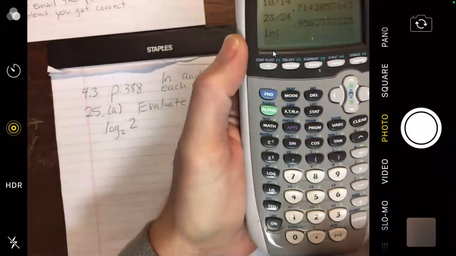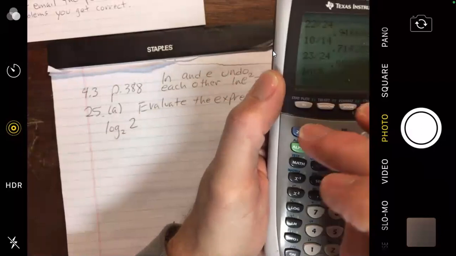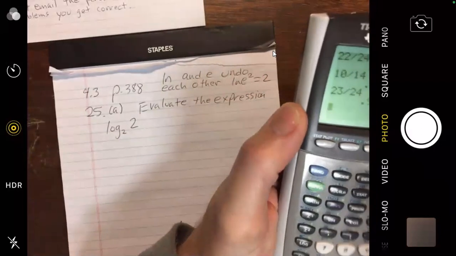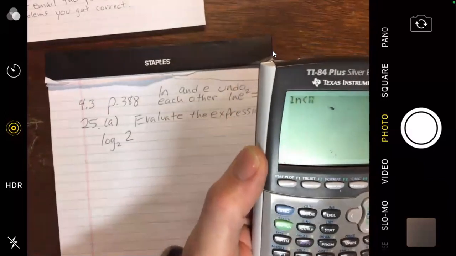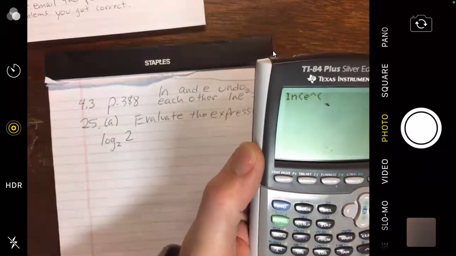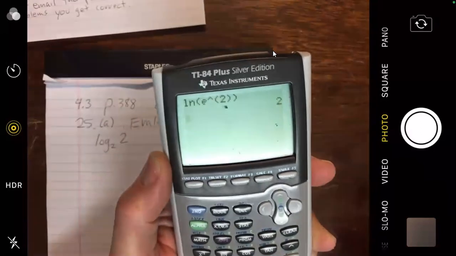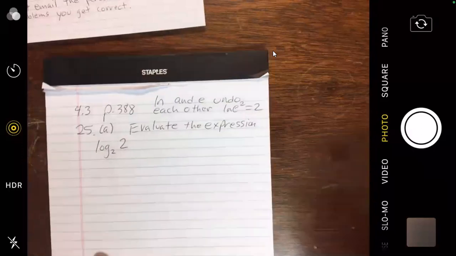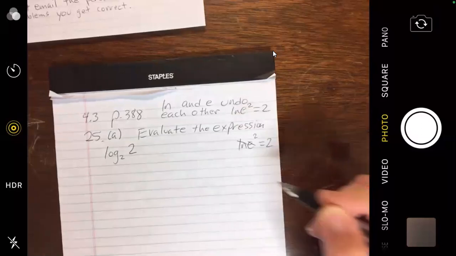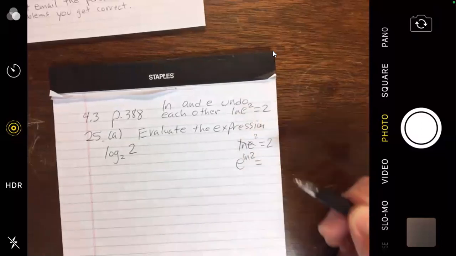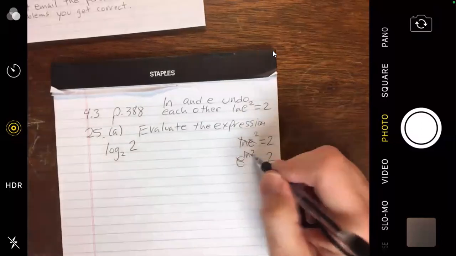I punch the ln key here. Functions that undo each other are on the same key. So if I hit ln, and then second ln, which is e raised to the 2, I get 2. ln e to the 2 is equal to 2 because these undo each other. e to an ln of 2, hope you believe me if I don't punch it, is also 2. That's punching the keys in reverse order.